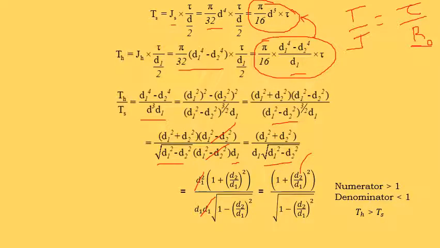Therefore, TH is greater than TS. So TH represents what? The torsion strength of the hollow shaft is greater than the torsion strength of the solid shaft. So from this we can conclude that the hollow shaft is stronger than the solid shaft when their weights are the same.